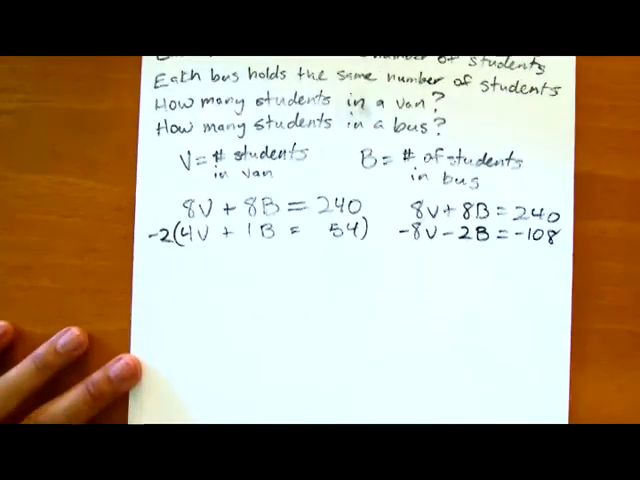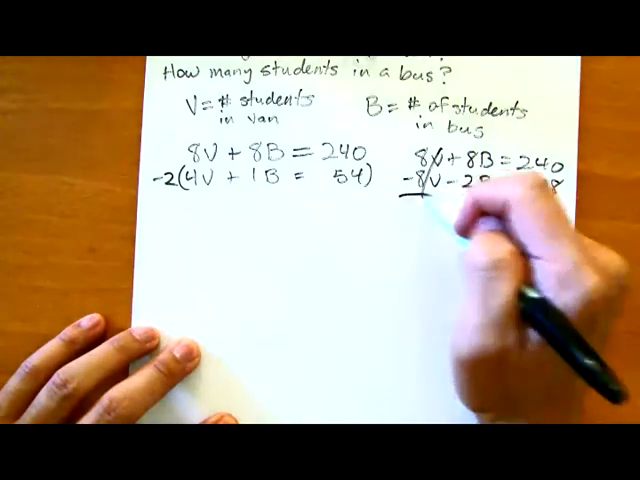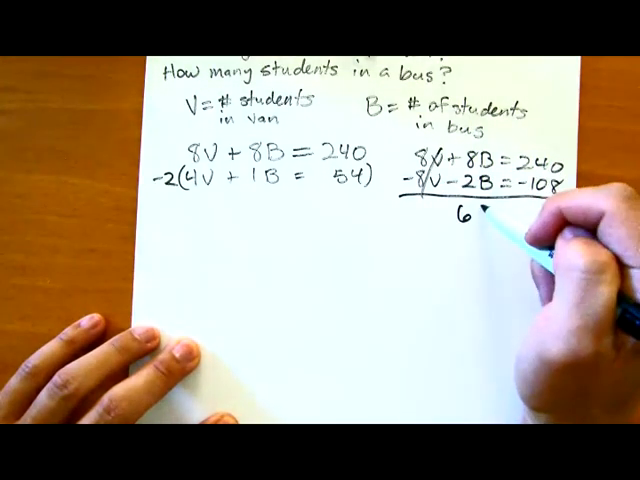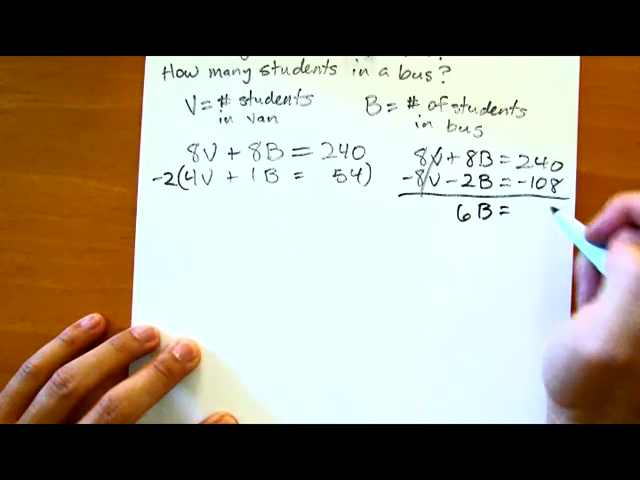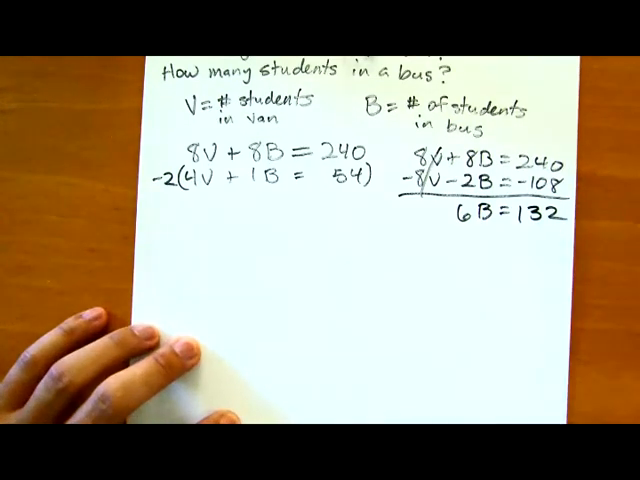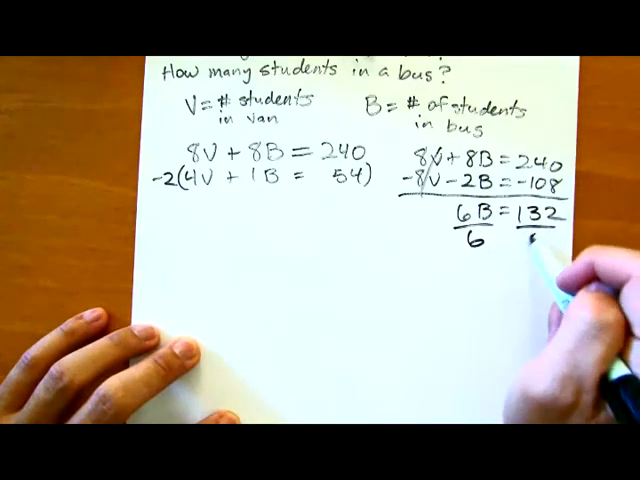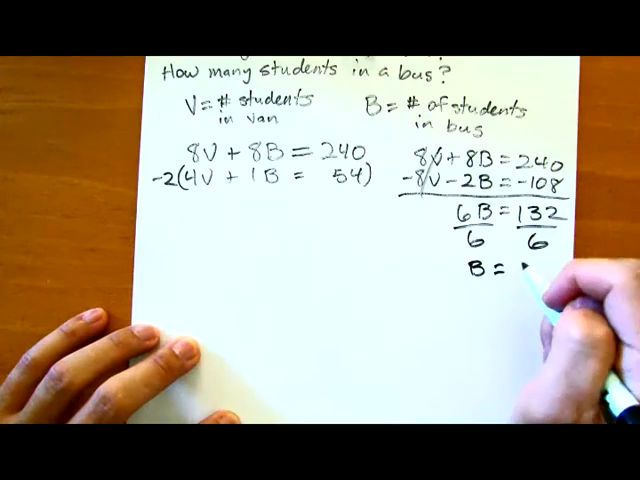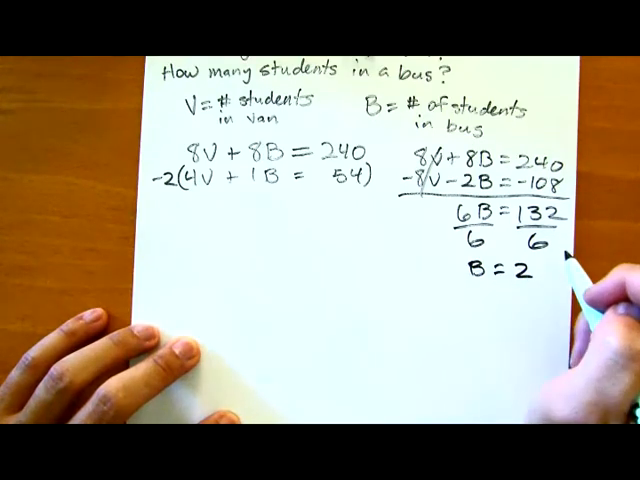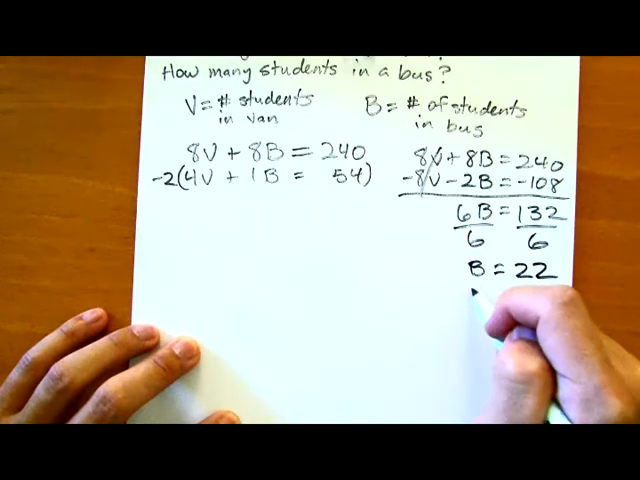If I add straight down in the columns, the V's will cancel. This will give me 6B equals 132. Now we just solve for B. 22. So the bus holds 22 students.